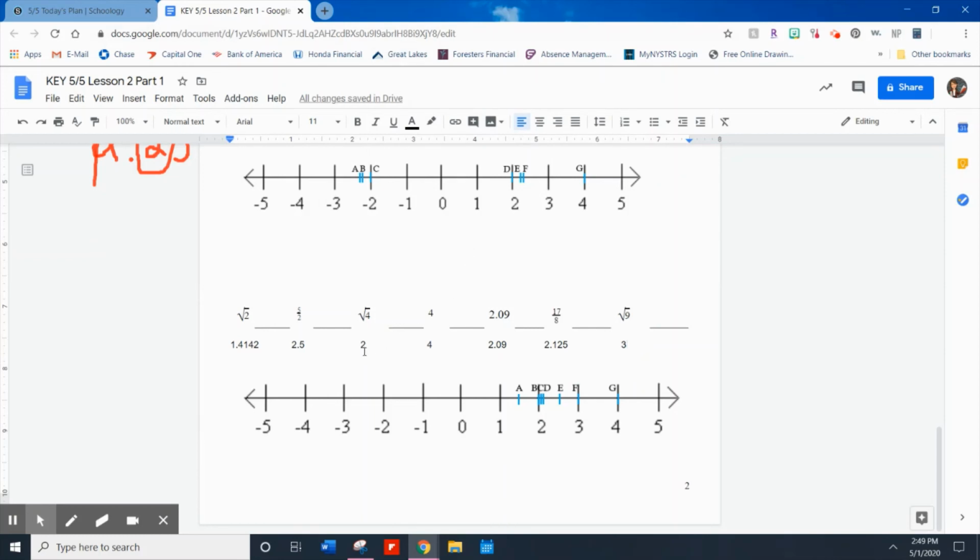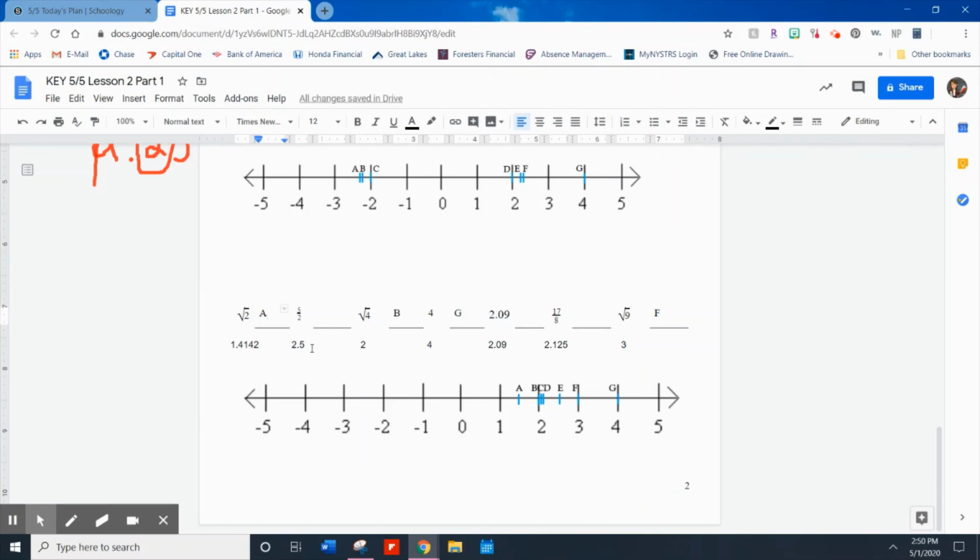Let's do that. So right here, I've got 2, which is the square root of 4. So 2 is right on letter B. 4 would be at G, and 3 would be at F. So now we just have the other ones to fill in. So let's take a look at this first, our square root of 2, which is 1.4142. Approximately, it keeps going. It's an irrational number. So this one, 1.4, would be right around here. And there are no other letters in that area, so we know that that has to be A.